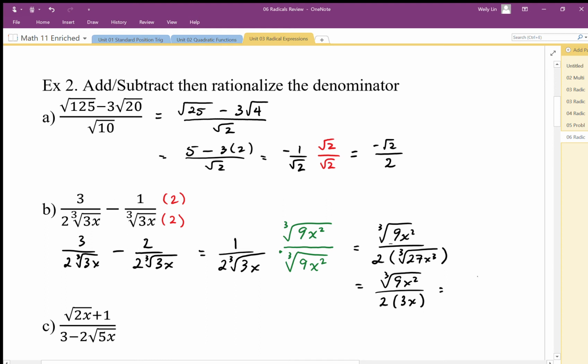Okay, and then our final answer is going to be, we should combine those terms. So we end up with 6x in the denominator. Okay, so here is the solution when we have an irrational denominator. This is the solution when we've rationalized the denominator.